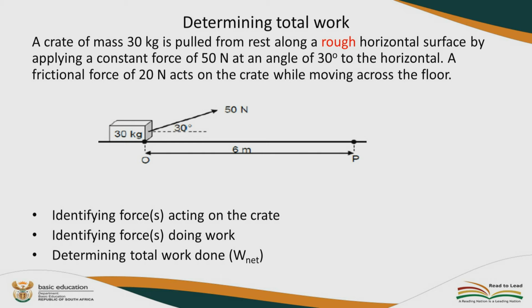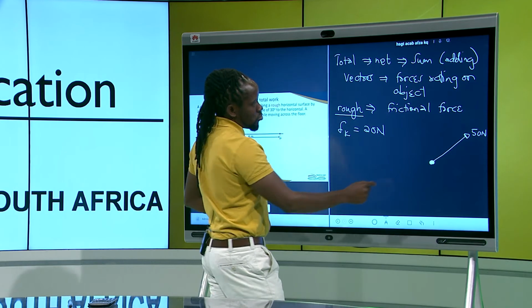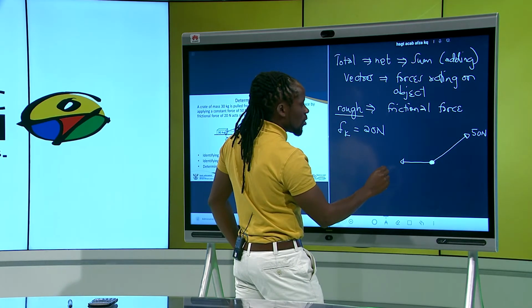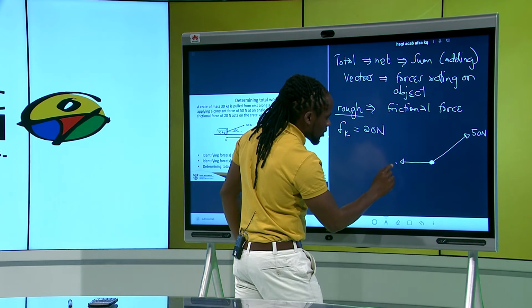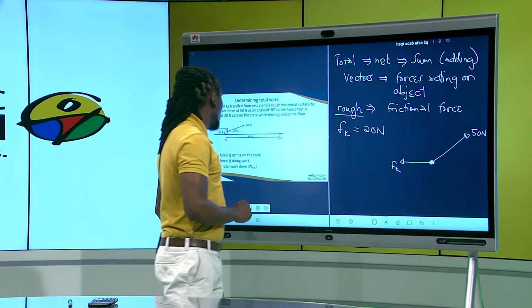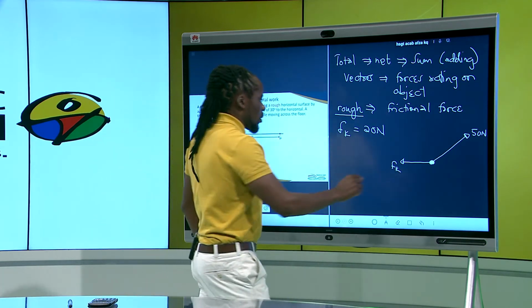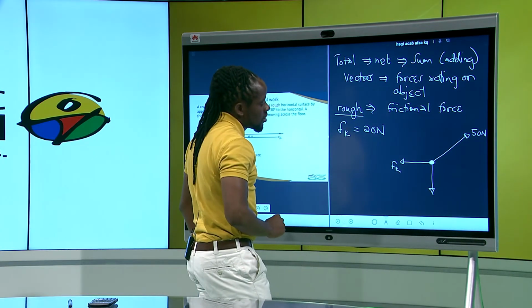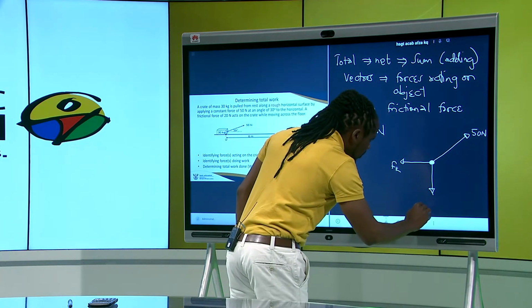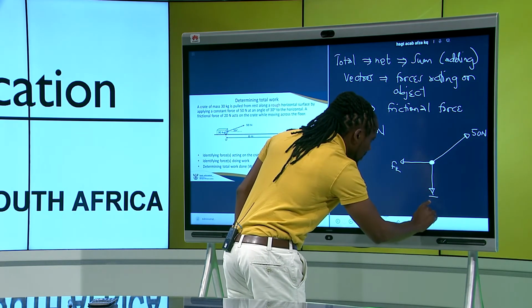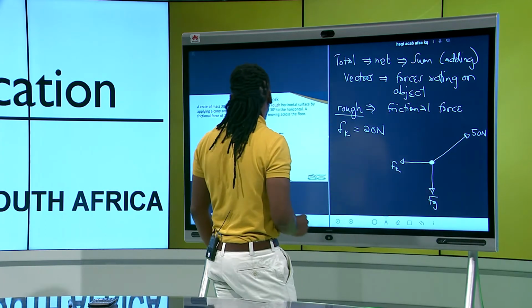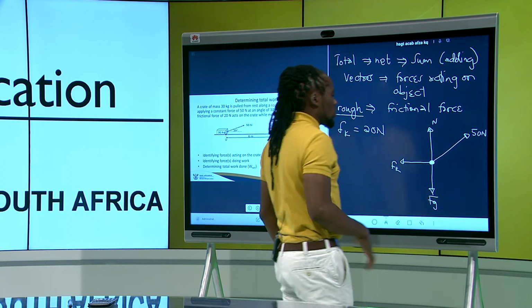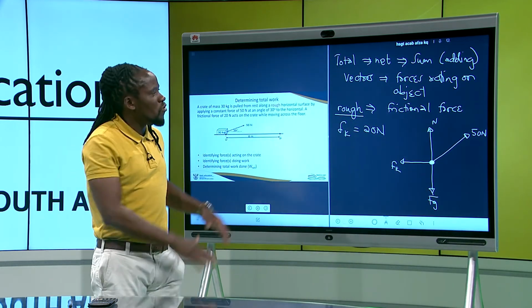What else do we have? We're told that this is a rough surface, meaning there is a kinetic frictional force acting on the object of 20 newtons, right? We can label it Fk for now. What else do we have? We've got the weight of the object, exerted by the center of the earth, towards the center of the earth. That's our force of gravity, right? And then we also have the normal force. So that's our free body diagram, basically, of all the forces.